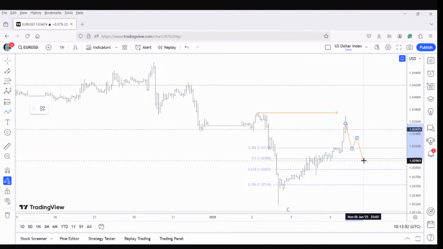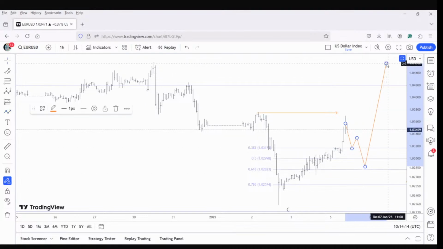Possibly around the 50% or the 60%. So we could slip back towards the 1.029080 mark. Today or tomorrow it can happen. All right. And then the wave three rally. So that would be wave three, and then four and five. That would again be one large degree impulse.